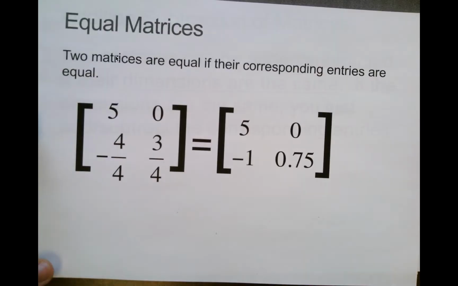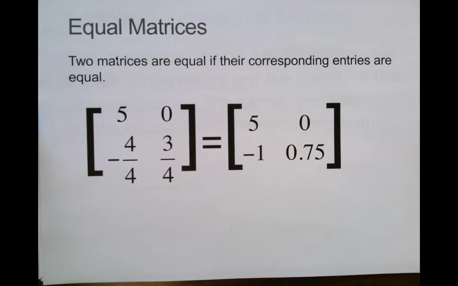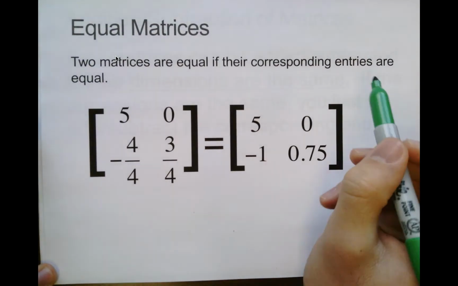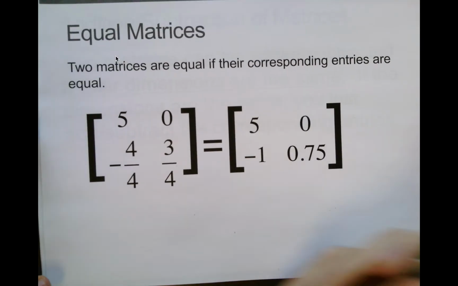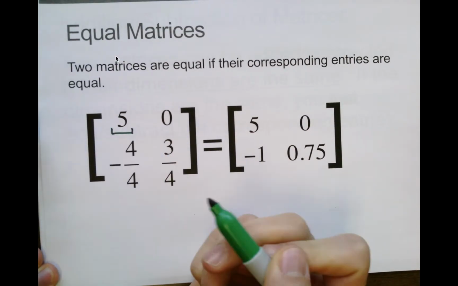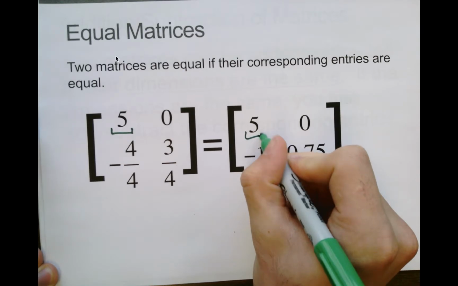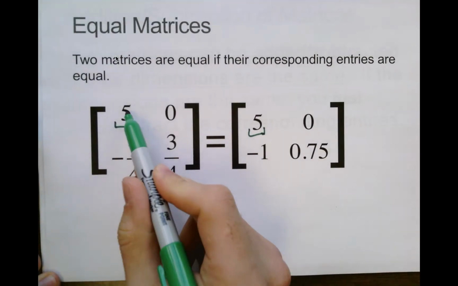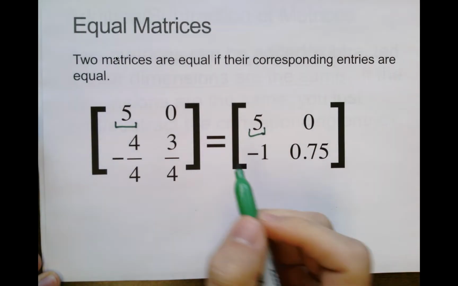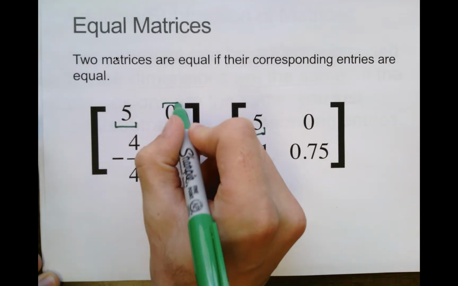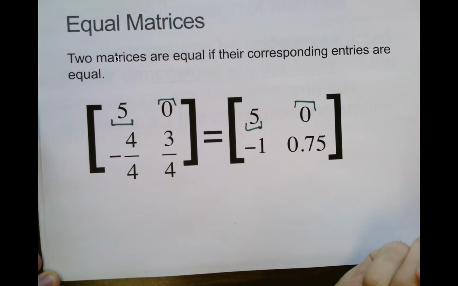Alright, so moving on to the next piece. When we look at matrices that are going to be equal to one another, it's when 2 matrices have all corresponding entries that are equal. So if I take a look at this, 5 corresponds to the 5 over here because it's in the top left corner, or first row, first column, of each of these matrices. Same thing with the 0, and those are equal to one another.